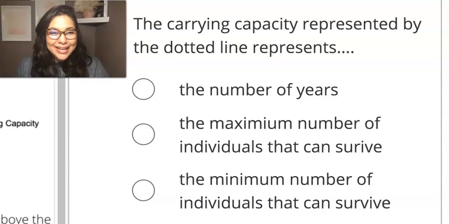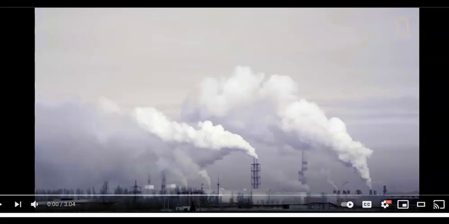All right, if you picked response or answer 2, you are correct. The carrying capacity represents the max number of individuals that can survive in a specific area. All right, guys, so now we're going to watch a video that goes over how overpopulation along with pollution is affecting our environment. Enjoy.